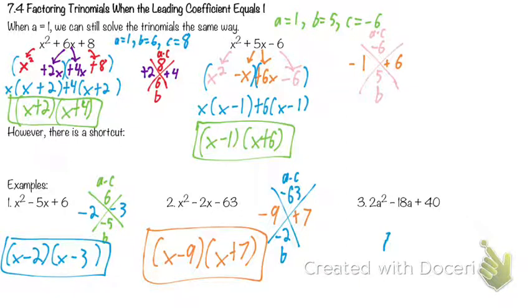Let's try number 3 together. Wait. We can't do the shortcut, can we? Wait a second. Is there a GCF? Yeah, 2. So if we take out a 2, what are we left with? 18 and 40. A squared, negative something. 9. There you go. And plus.